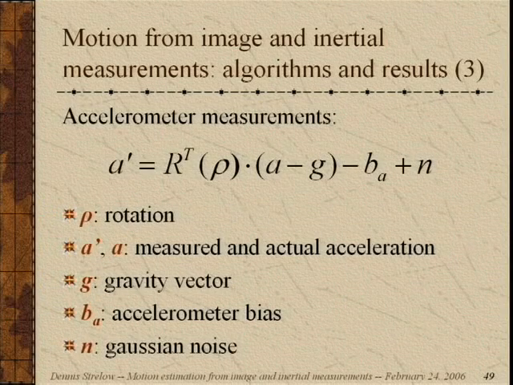The accelerometer measurements are hairier, like I said. They're the actual acceleration we want, modified by gravity, rotated into the sensor coordinate system, and then, like the gyro, modified by a slowly changing bias and an independent Gaussian noise.